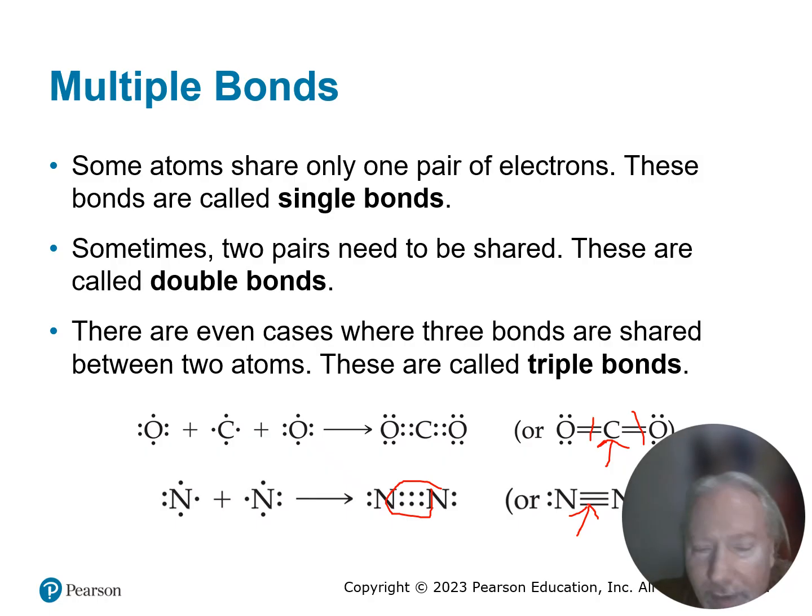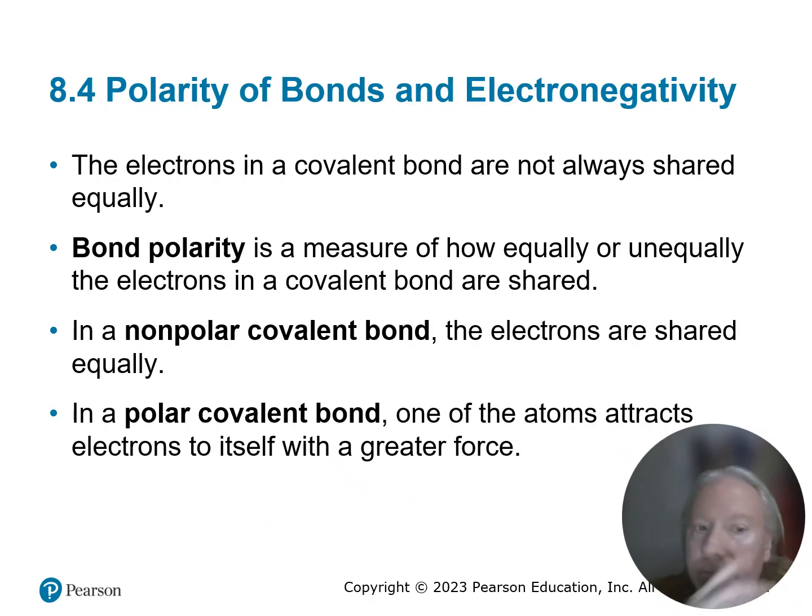We saw single bonds on the last slide with methane. Double bonds we see here with carbon dioxide, and triple bonds we see with dinitrogen gas, diatomic nitrogen, which is in the atmosphere, which is very unreactive. And these bonds are short and hard to break. The triple bonds take a lot of energy to break.